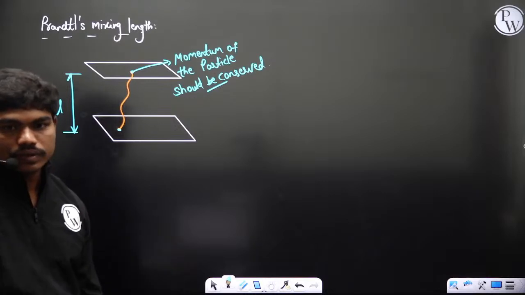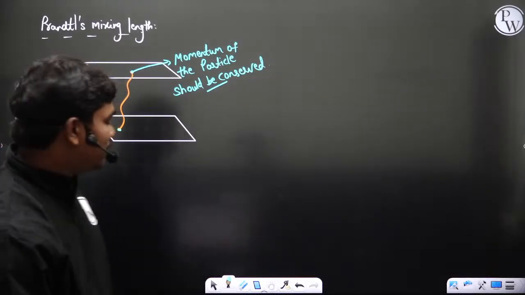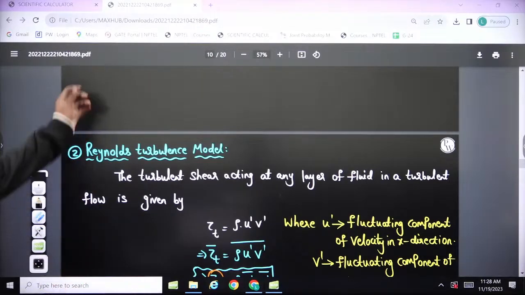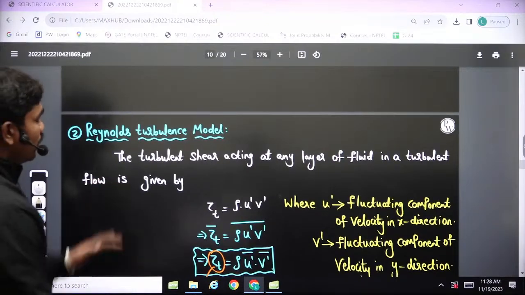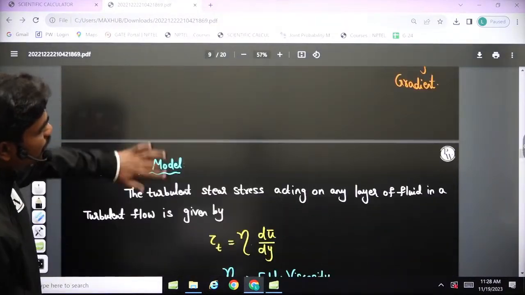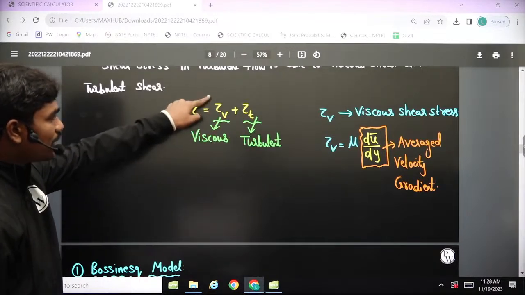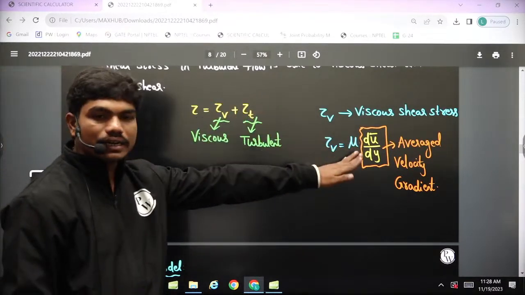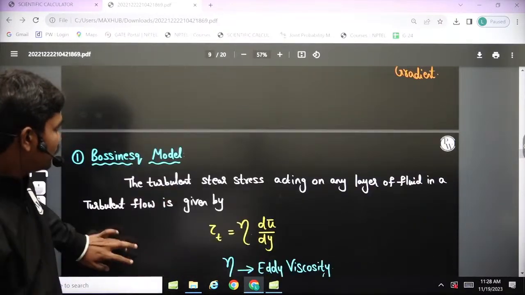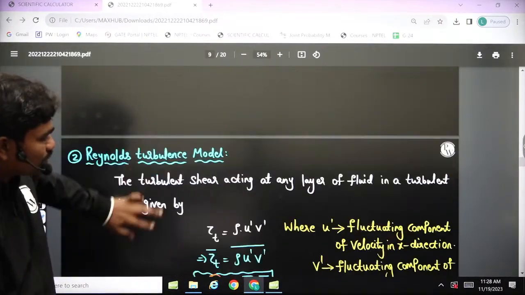Sorry, please explain sir, the u dash v dash part. Yeah, it's purely an empirical part. You can see in this case I have shown you that tau is actually a combination of these two. I hope this part is clear. For calculating viscous shear, we use Newton's law of viscosity. But coming to this Reynolds model actually.